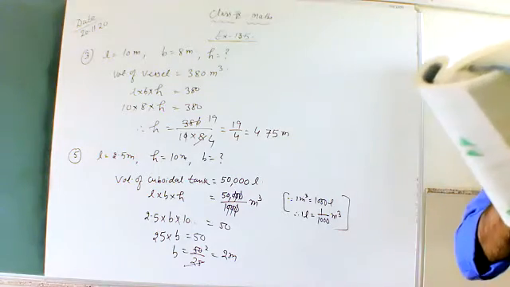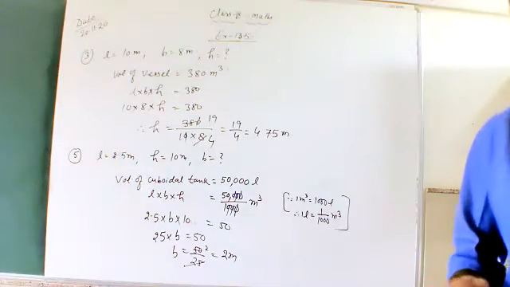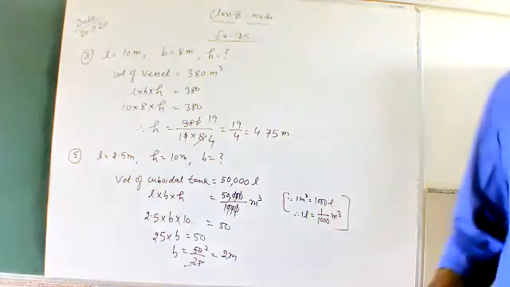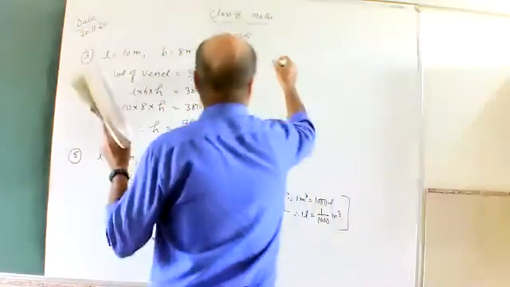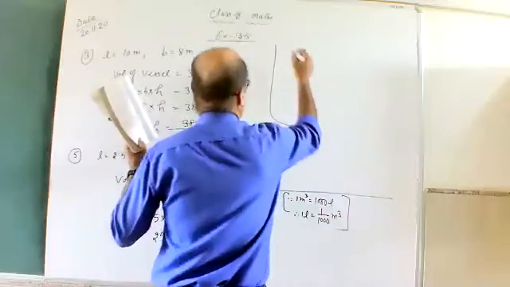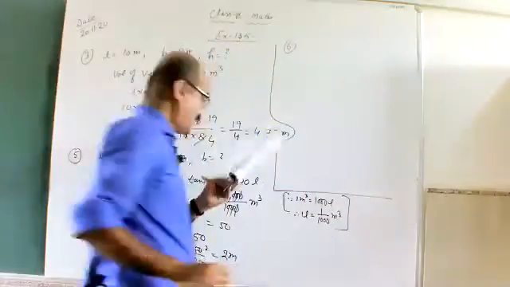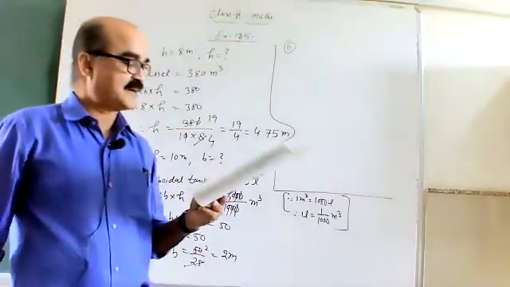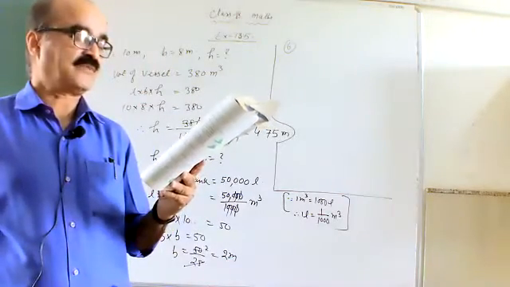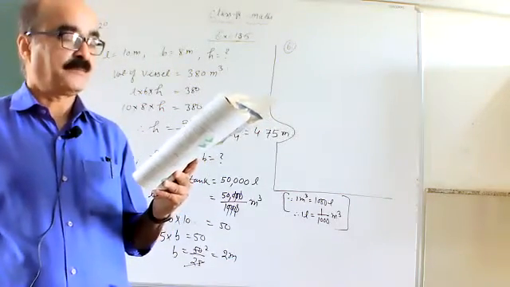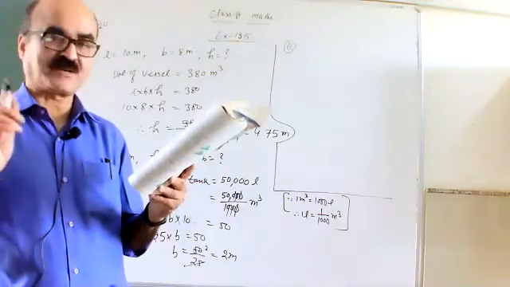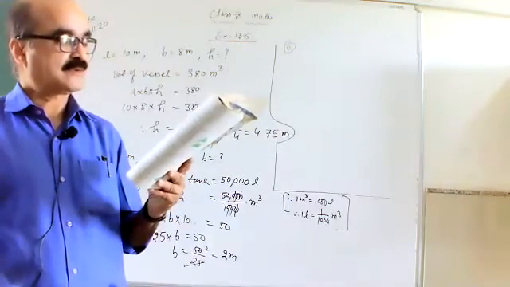Now, question number 6 is very interesting. A village having a population of 4,000 and requiring 150 liter water per head per day. One person के लिए 150 liter water हमको जरूरत पड़ेगी, right?